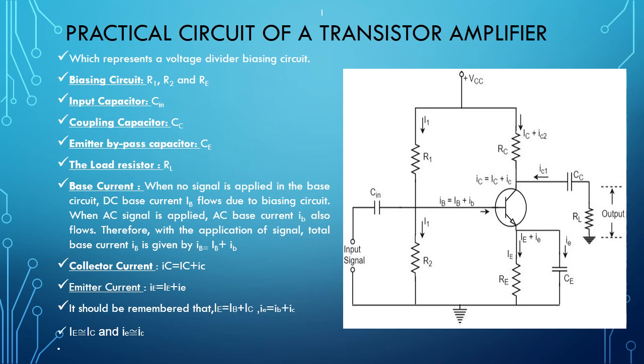It should be remembered that the emitter current is a sum of base current and the collector current. And the collector current is nearly equal to the emitter current. This is used as a practical circuit.